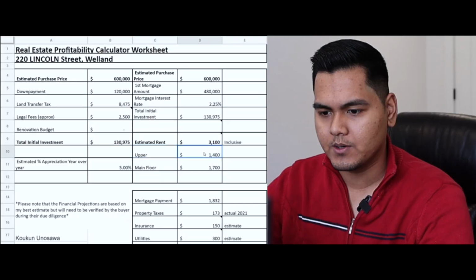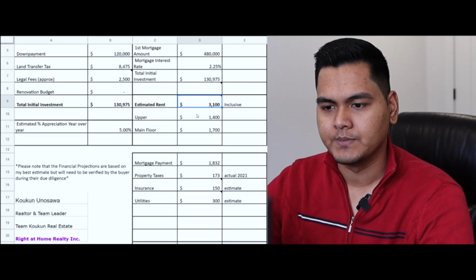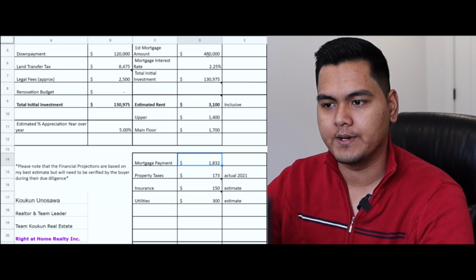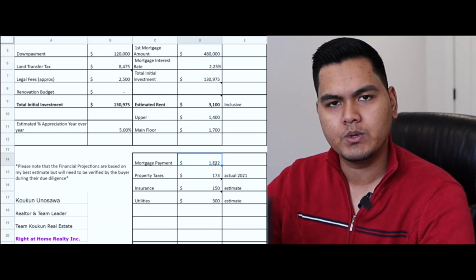So if we go down here, there's 2 apartments already. We estimated that it would bring in about $3,100 in monthly rent. This mortgage payment that you can see here is the mortgage payment for a $480,000 mortgage with a 2.5% interest rate, and we typically use a 30-year amortization.